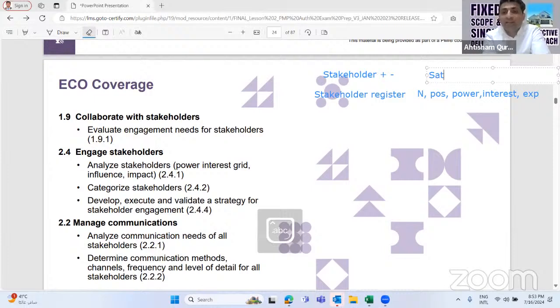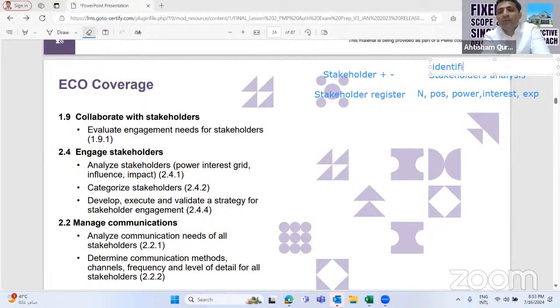Now, what did I do to get to know all these details? I did stakeholder analysis actually. No one told me; I actually analyzed the stakeholders. This was the technique which gave me all these details like name, position, power, interest. Now, how did I get to know my stakeholders? I did another step, which was identify stakeholders. But how did I identify the stakeholders?